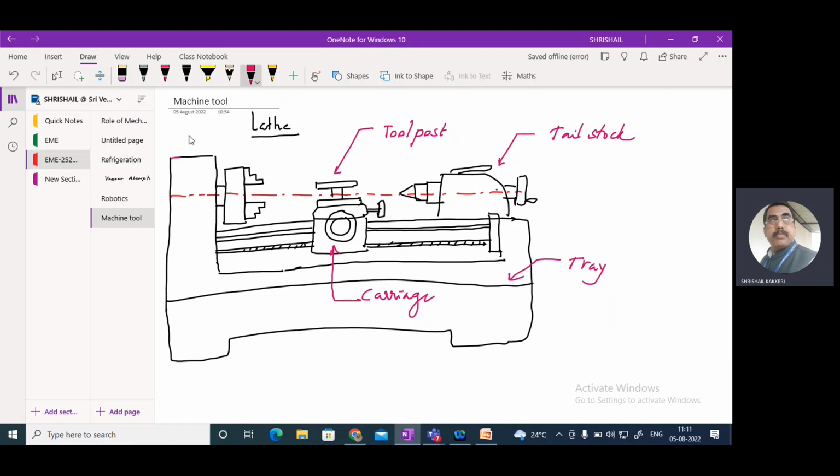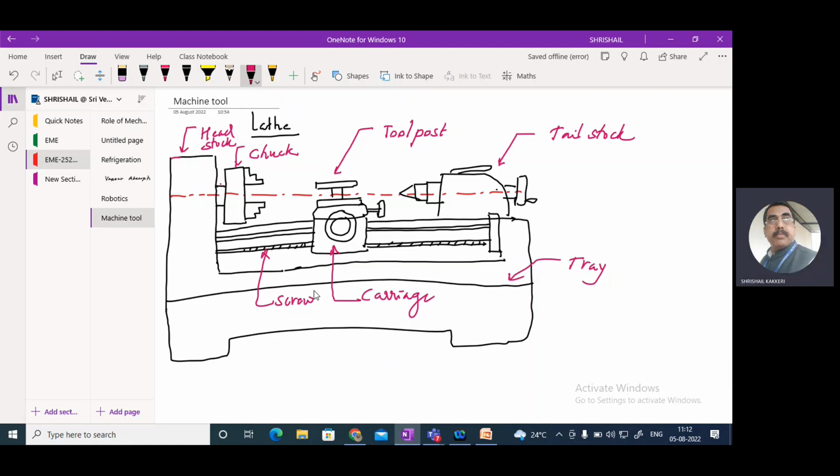And what is this? This is called the chuck. And this one, simply, here the power drive systems will be there, and this will be called the headstock. These are the important components, and if you want, you can write this is a screw. You can call it a screw.